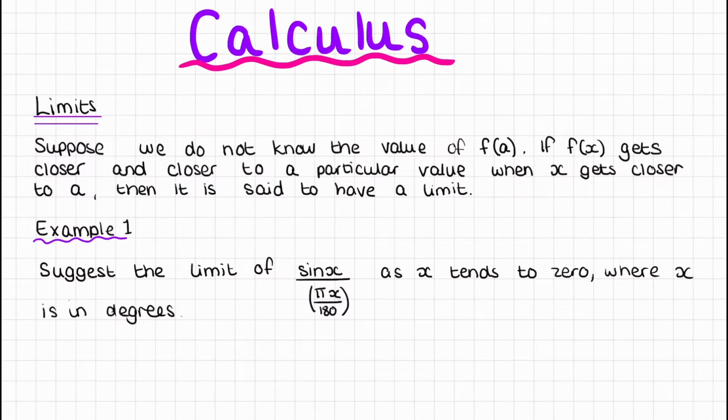First example, suggest the limit of sine x divided by pi times x on 180 as x tends to 0, where x is in degrees. So in this case, we want to look at what y value this function is approaching as x gets closer to 0 from either side of the equation. In the IB, you are just expected to be able to do this by using a graph or a table, so I will show you on the calculator how they both work.